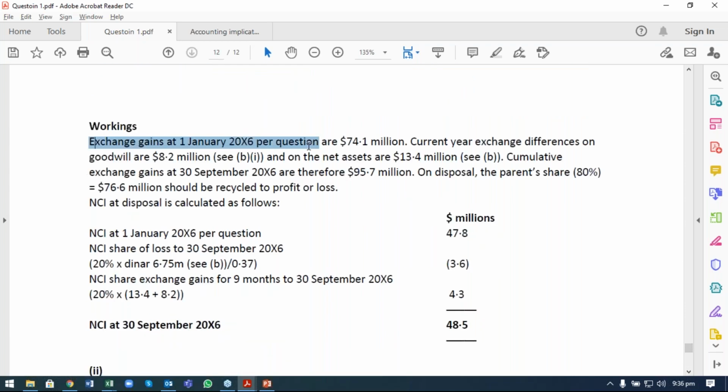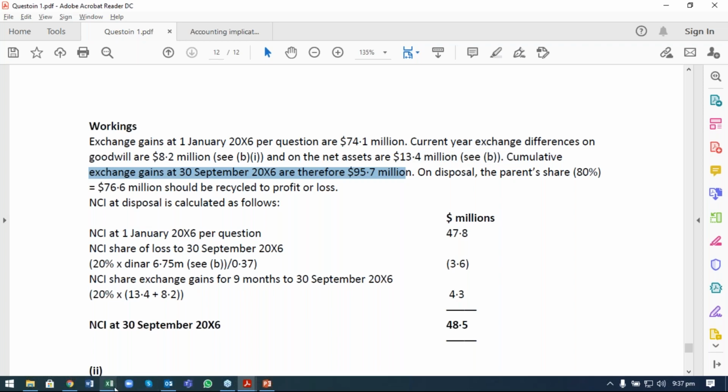Exchange gain loss in first NB as per question was this value which was provided. Current year exchange differences on goodwill was 8.2 million. On the net assets, 13.4 million should be related to the parent, and the rest is related to the NCI. And foreign exchange gain therefore 95.7 million. It is giving you the total what we have already calculated.